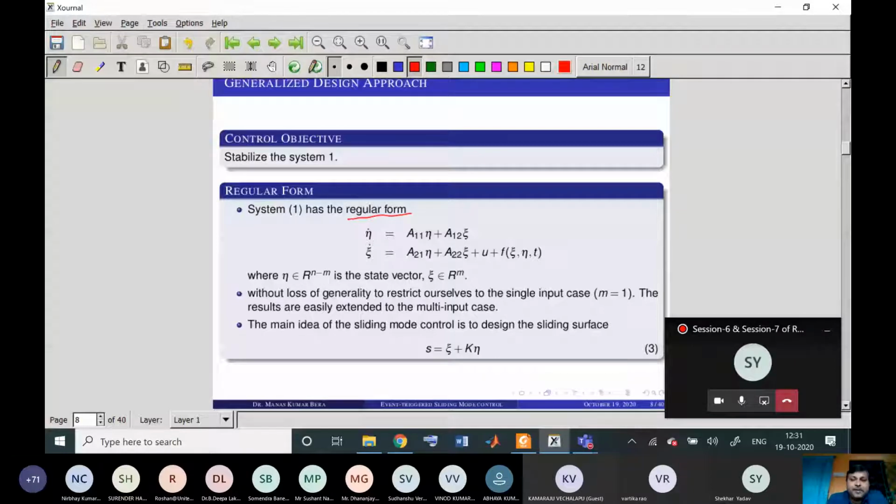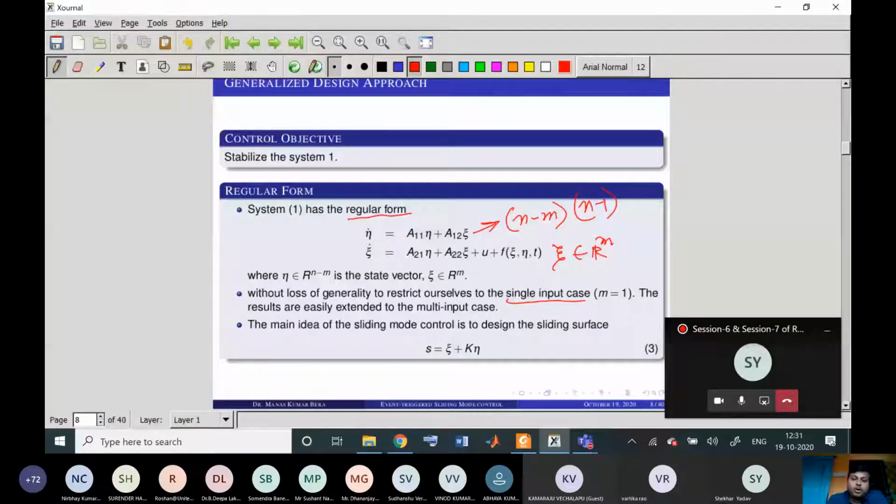And the speciality is that if you have m control inputs, the zeta dynamics will be of order m, and the eta will be the n minus m dynamics. So if we are dealing with a single input case, then zeta will be a scalar dynamics, and eta will be of order n minus 1. Fine. So now we will discuss the design for this generalized system with a single input.